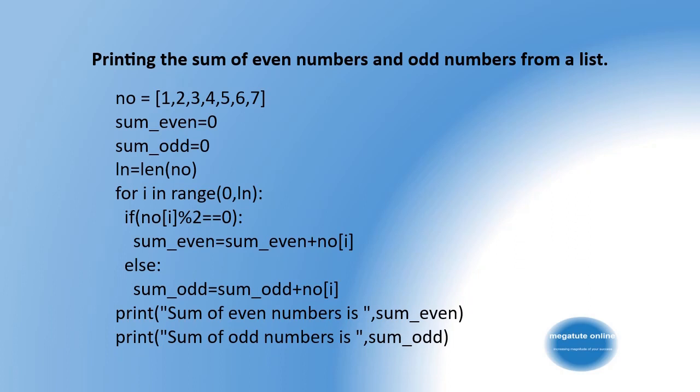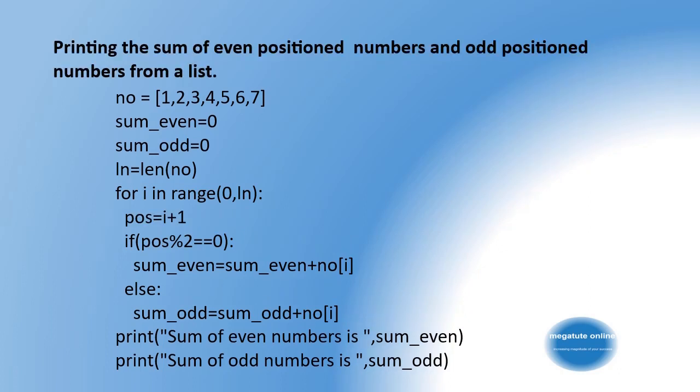As we just discussed before, position index value start from 0 and position is 1 more than the index value. So for example, 1 is at 0th index value, but its position is 1. 2 is at 1 index value, but its position is 2. So what I mean to say, position is 1 more than the value of the I.